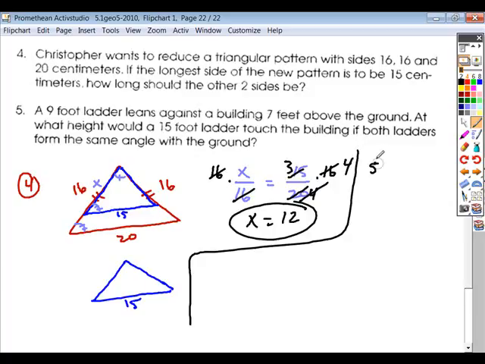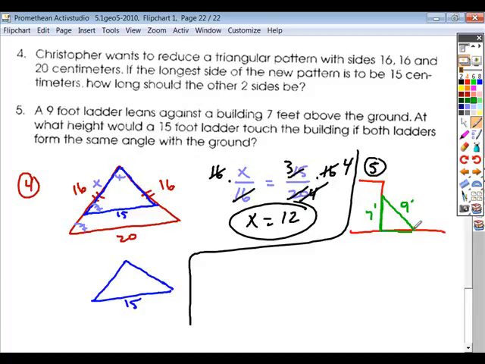All right, the next problem, question 5. Again, a pretty typical kind of word problem that you'll see in this chapter. Okay, but it says a 9-foot ladder leans against a building 7 feet above the ground. So let's say here's your building, here's the ground, and you have a ladder leaning against this. Okay, the ladder is 9 feet long, and it says it's leaning against a building 7 feet off the ground, or above the ground. So that's this leg up the side of the building.